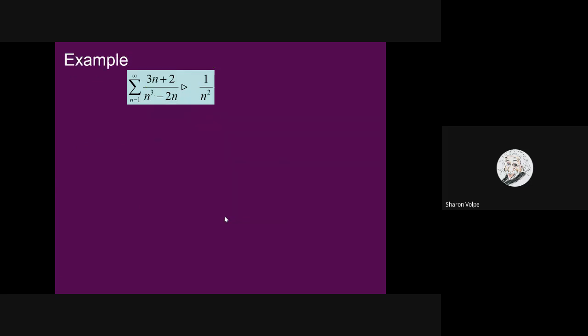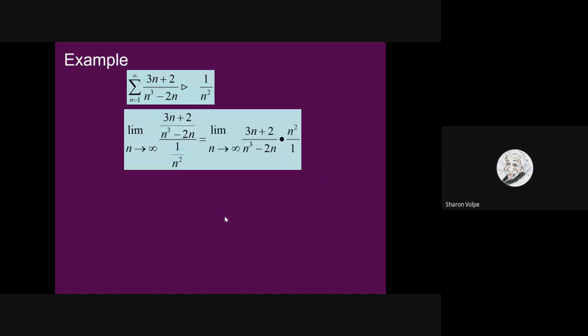This one, I think, looks like 1 over n squared or 3 over n squared. But I'm going to compare it to 1 over n squared. That's a known convergent series. The p-series, p equals 2, is greater than 1. When I do this reduction, I get 3. So since I did not get infinity, the unknown also converges.